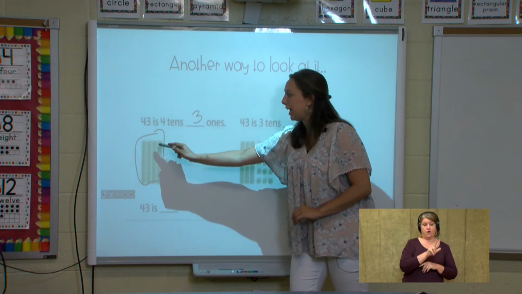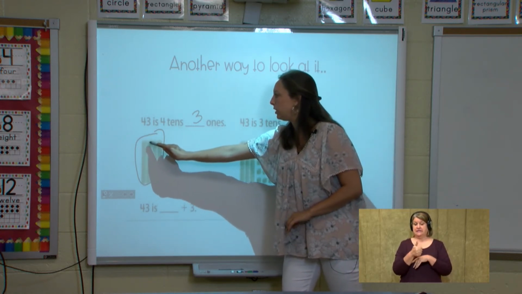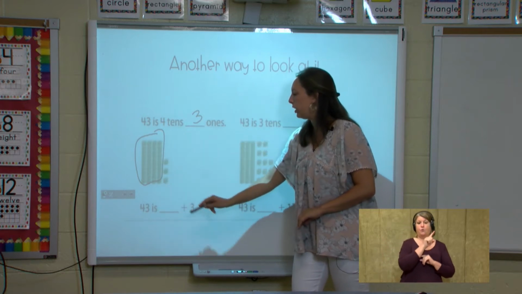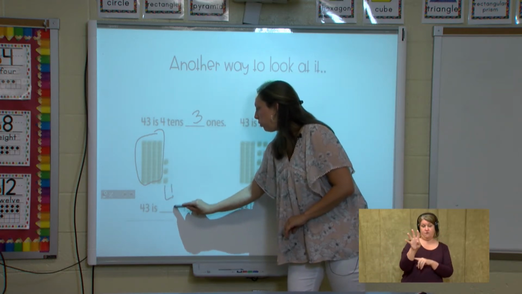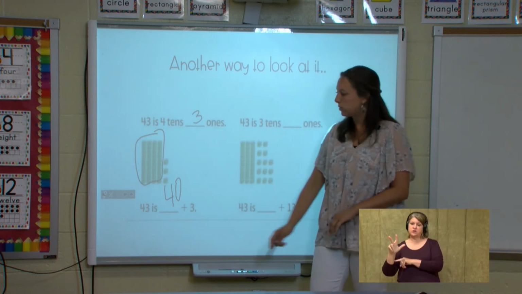43 is how many tens plus 3? Well, let's count them. 1, 2, 3, 4. It is 40 plus 3 equals 43.